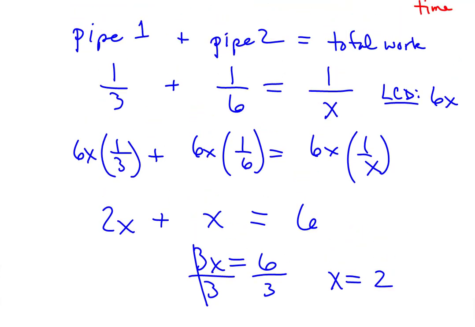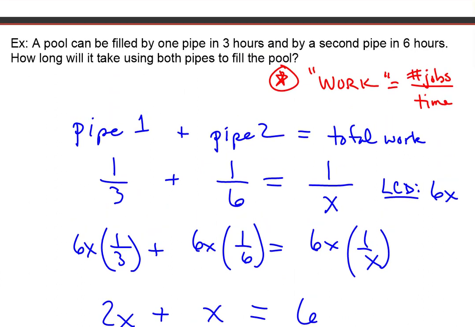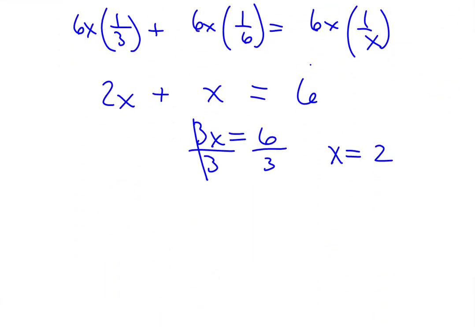And of course, in context, the x value was the time for this total work, right? And that was the question being asked. How long would it take both pipes to fill the pool? So we could say 2 hours to fill the pool is what it would take.